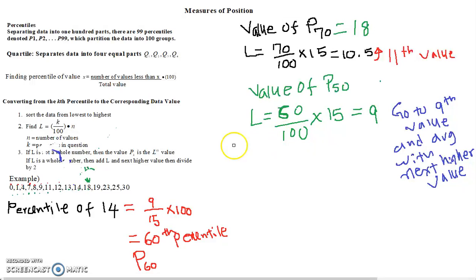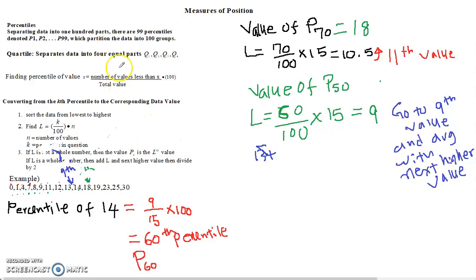Okay, sorry about that. All right, so what happened here is we found out what the 9th value is. So you got 1, 2, 3, 4, 5, 6, 7, 8, 9. So that's 13. Okay, so that's the 9th value. And according to the rule, you're going to have to average with the next higher one. That will be 13 plus 14 divided by 2.